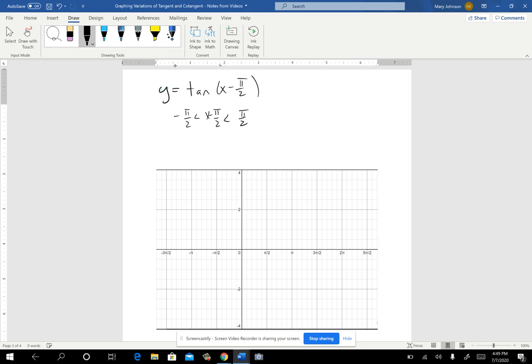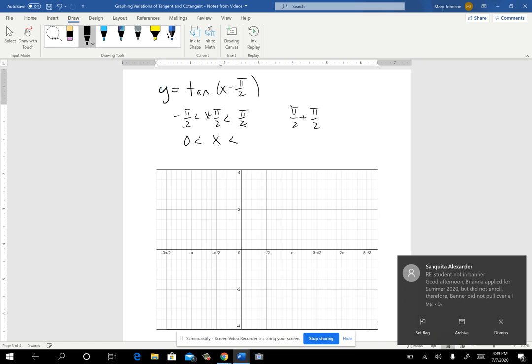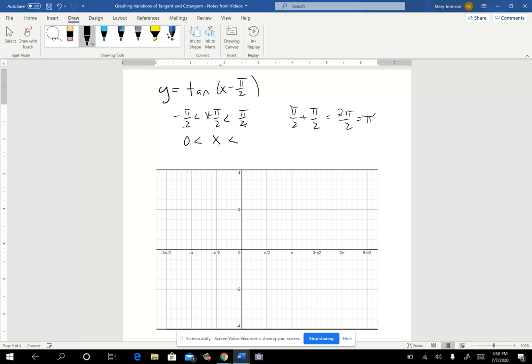All right, so if we add pi/2 everywhere, do you see how when I add the pi/2 to this, it becomes 0. This becomes x, and adding a pi/2 there, pi/2 plus pi/2, when you do that, don't think it's pi/4. Pi/2 plus pi/2 is 2 pi/2, which is pi. Okay?